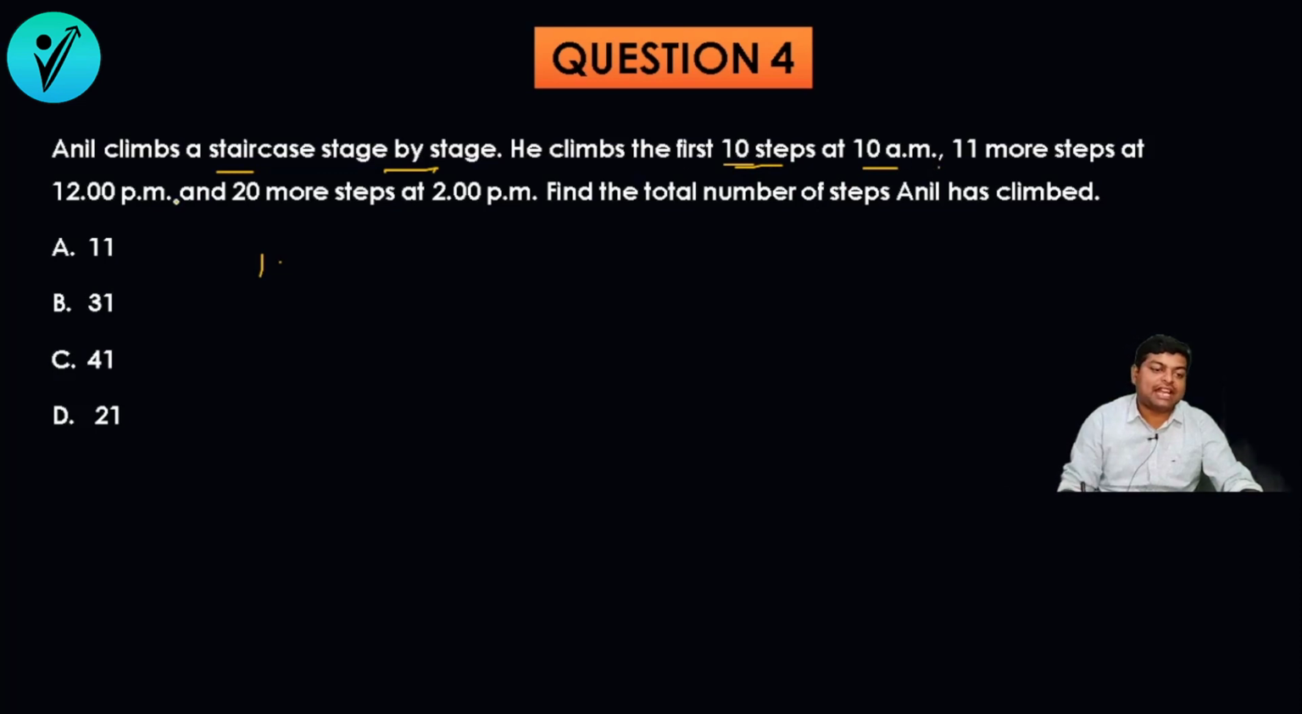11 more steps at 12 p.m. Okay, at 12 p.m. he is taking 11 more steps. And 20 more steps at 2 p.m. At 10 a.m. he has taken 10, at 12 he has taken 11 more, and at 2 p.m. he has taken 20 more. So what is the total number of steps Anil has taken? Simply add all the three values: 10, 11 and 20. Total number of steps will be 10 plus 11, which is 21, plus 20, which is 41. A very easy question.